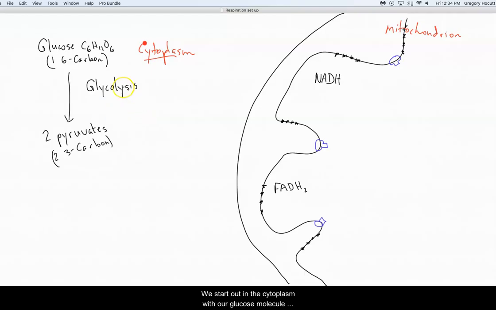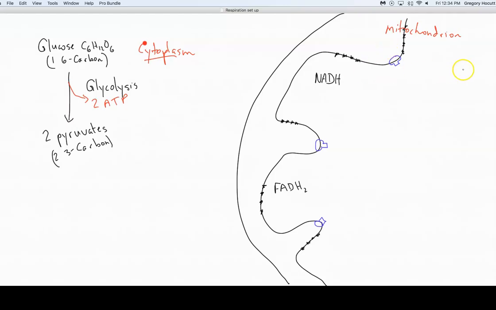So we start out in the cytoplasm with our glucose molecule, which is a single 6-carbon molecule. And the first step in the process is to split the glucose, to split the sugar. So glycolysis is literally the lysis, the breaking of glucose. So you split that sugar in half and you end up with 2 3-carbon molecules from the 1 6-carbon molecule. And the 2 3-carbon molecules are called pyruvate. And in addition, you get 2 ATPs.